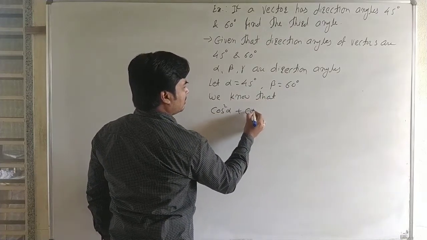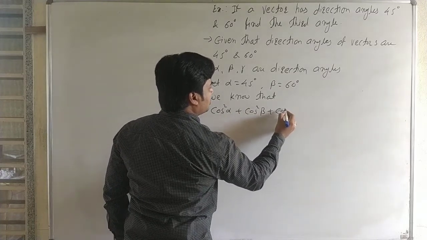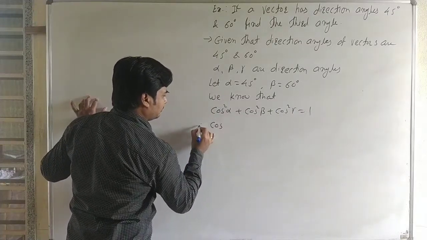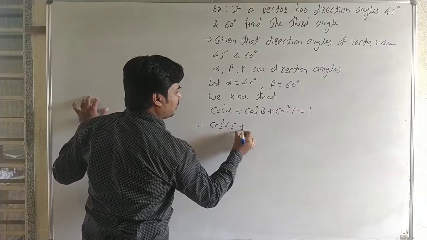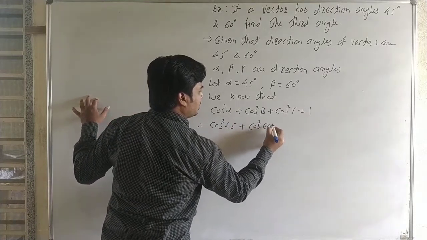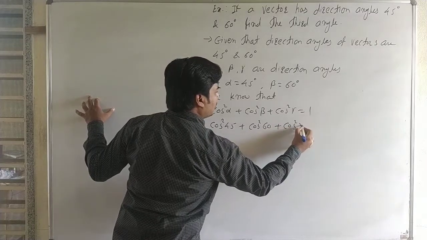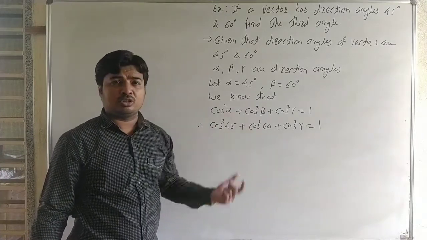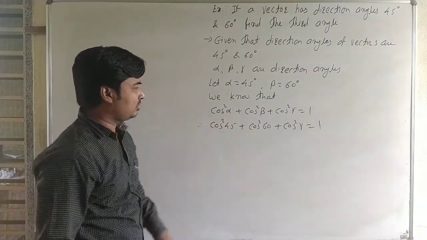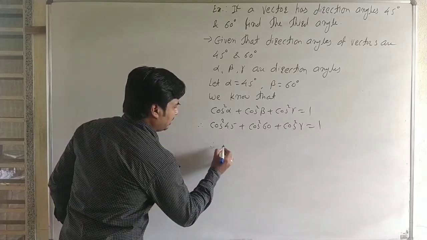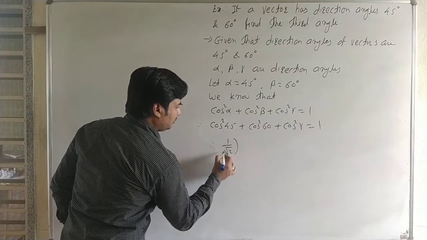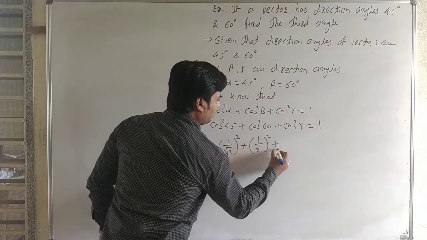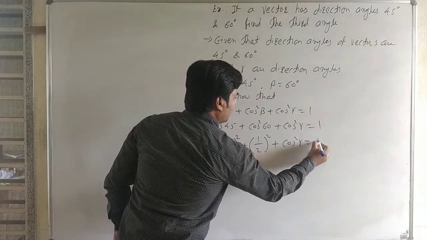cos square alpha plus cos square beta plus cos square gamma is equal to 1, and therefore cos square 45 plus cos square 60 plus cos square gamma is equal to 1. Then we know the values of cos 45 and cos 60. Cos 45 is 1 by under root 2 and cos 60 is 1 by 2. Therefore we can write (1 by under root 2) square plus (1 by 2) square plus cos square gamma is equal to 1.